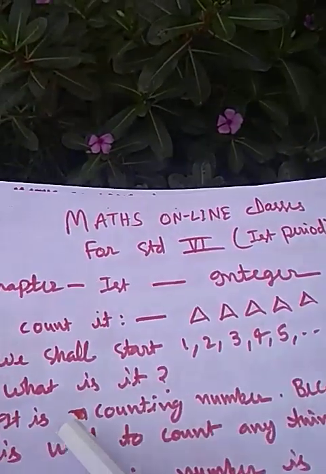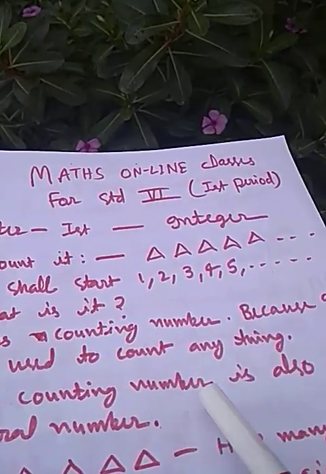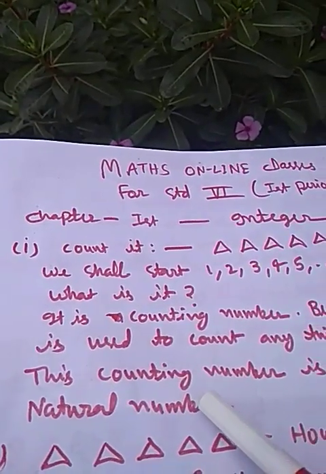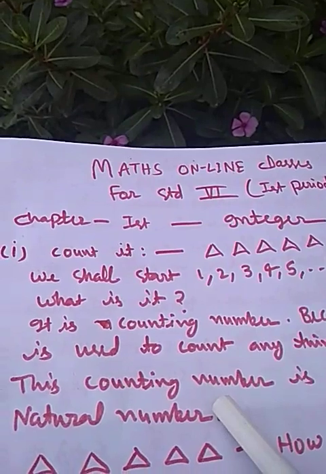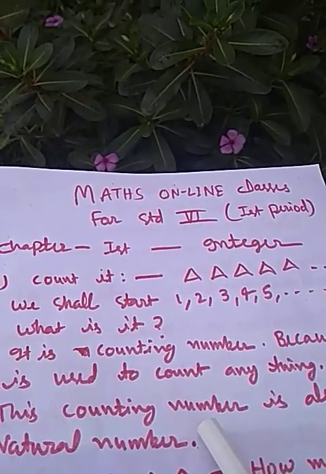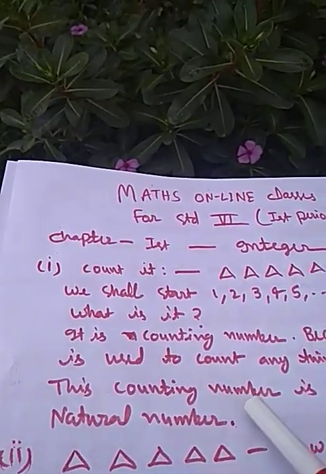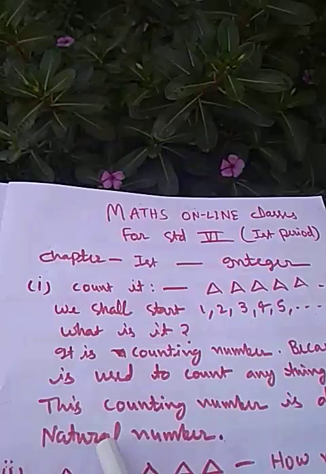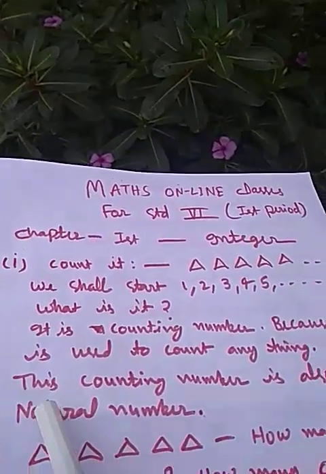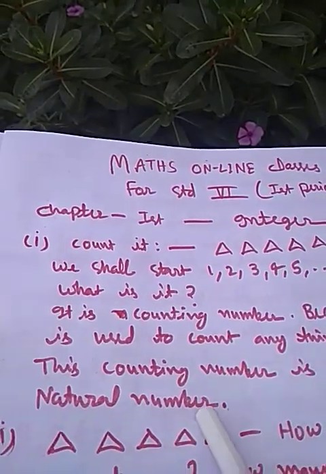It is called the counting number because it is used to count anything. Now next, what are the counting numbers? These counting numbers are used to count, so they are called the counting numbers, and their other name is the natural number. So here it is written what the natural number is, then we can define it. This counting number is called the natural number.